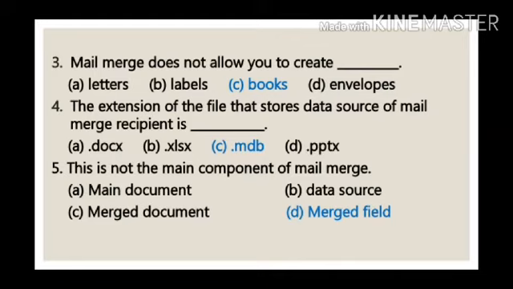.mdb. Question number 5. This is not the main component of mail merge. According to the question, amongst the given options, which is not the main component of mail merge? The options are A. Main document, B. Data source, C. Merged document, and D. Merged field. Here we must remember that there are only three components of mail merge, and they are main document, data source, and merged document. Therefore, our answer will be option D, merged field. It is not the main component of mail merge.